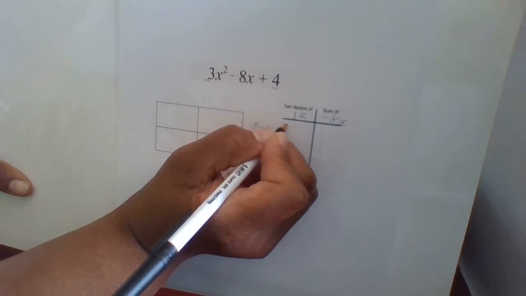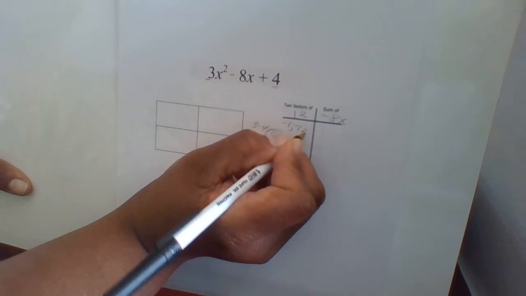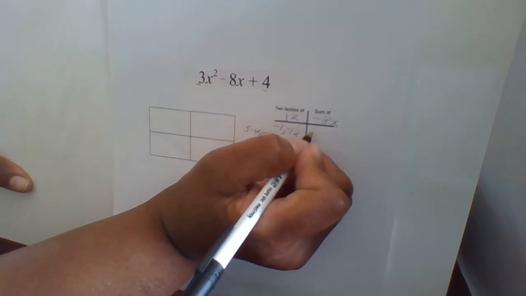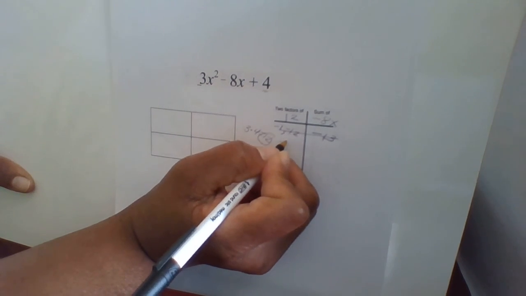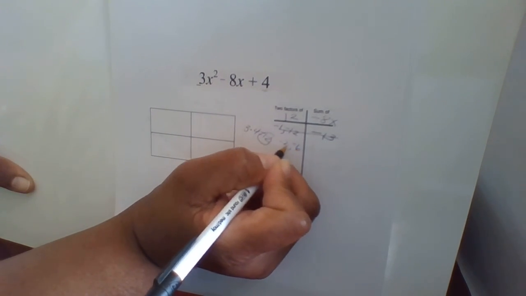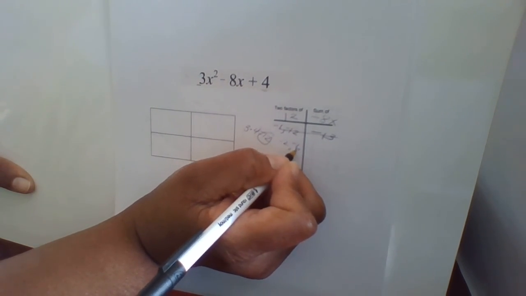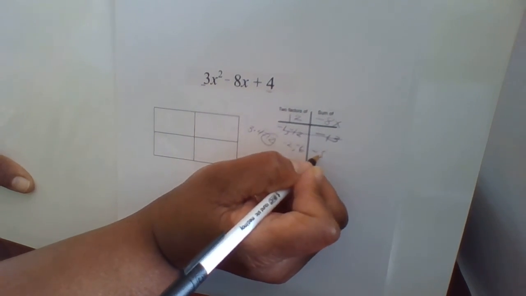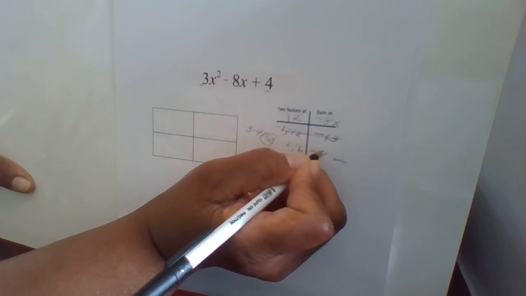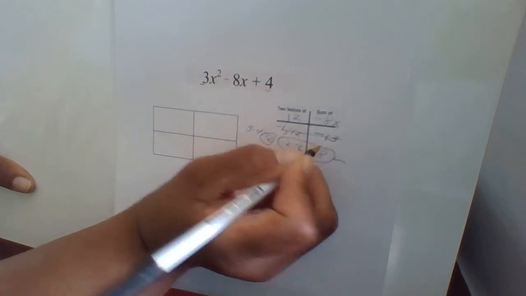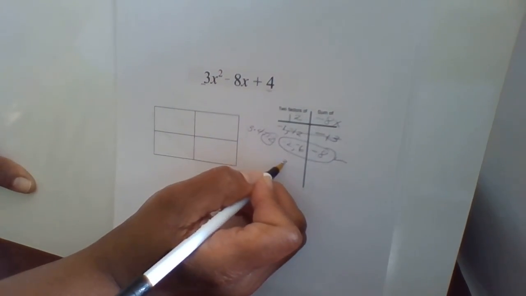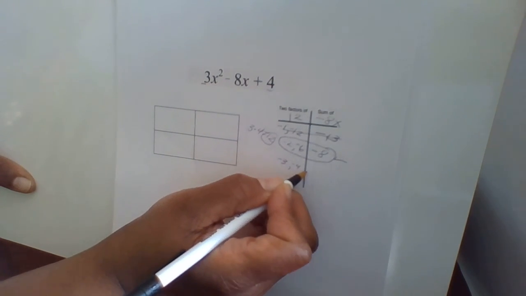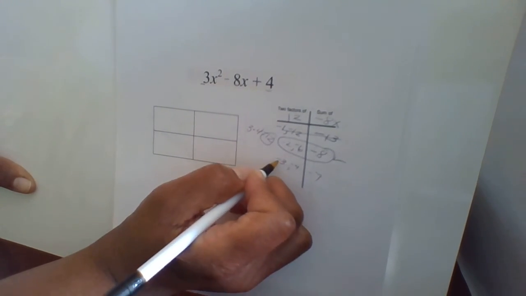So let's see, negative 1 and negative 12. Well, negative 1 plus negative 12 is negative 13. That won't help me. Negative 2 and negative 6. Well, negative 2 plus negative 6 is negative 8. There it is. And the other factors of 12 are 3 and 4. Negative 3 and negative 4. But that gives me negative 7, so that won't work.